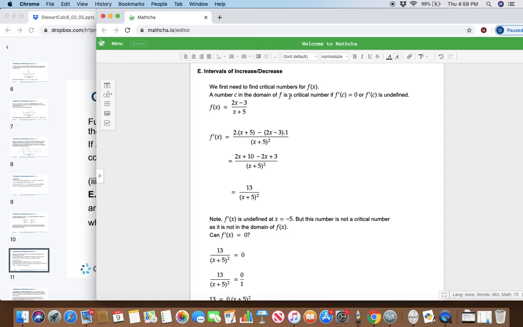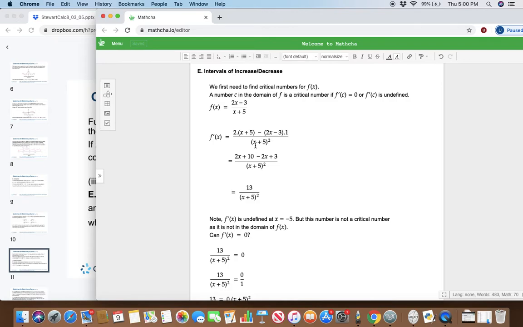Why do we need derivatives? Basically to find the critical numbers. A number c in the domain of f is a critical number if the derivative is 0 or the derivative is undefined. So let's look for the derivative. f(x) equals (2x minus 3) over (x plus 5). So to find the derivative, you need the quotient rule.